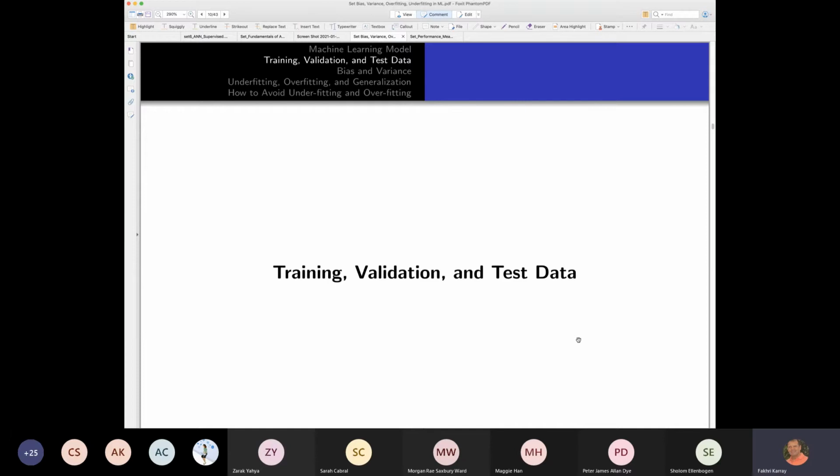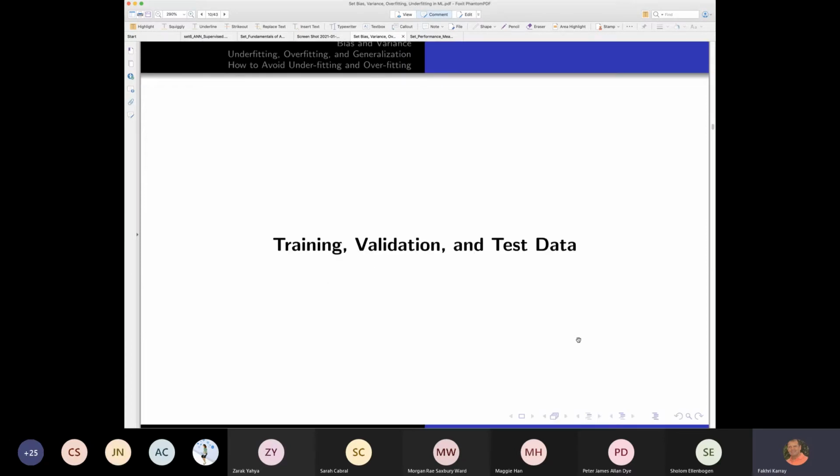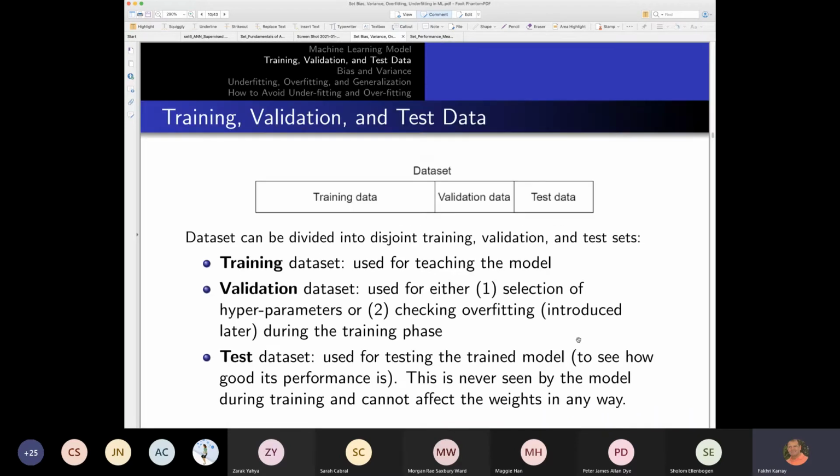Training and validation are different specifications for the data that we gather, and we are going to define them. Test data is usually the final data set that we utilize to test whether our system works or not on data that the system has never seen before. So this is what we define: the training data, validation data, and test data.